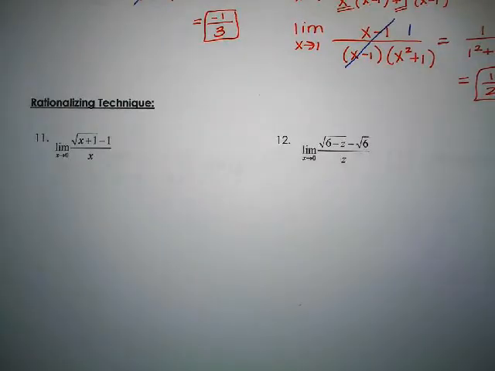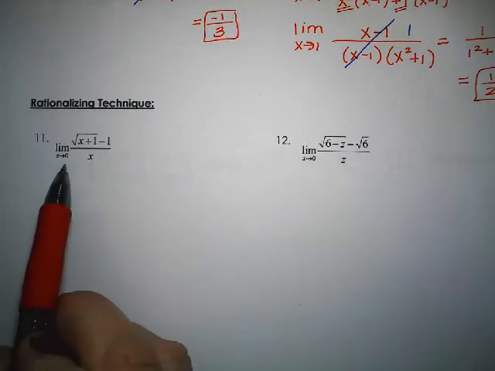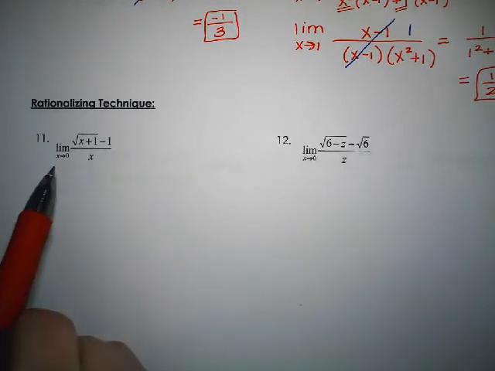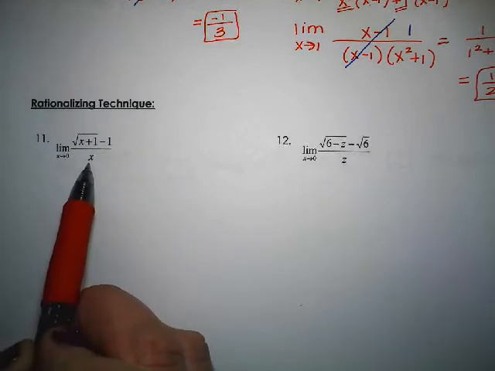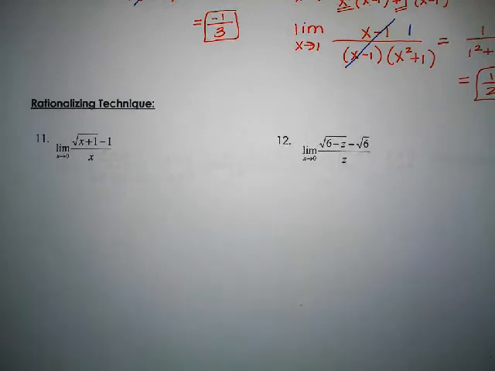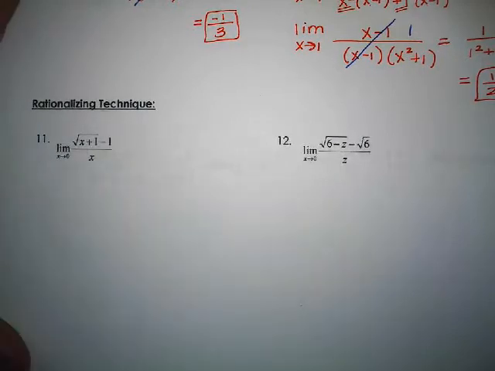The last method that we're going to go through is called the rationalizing technique. And if I look at number 11, the first thing I still want to try to do is sub in. But if I substitute 0 in, I immediately see a problem because I have a 0 in the bottom. So that's not going to work. This thing does not look factorable. Typically, if you see radicals in your problem, you want to do something called rationalize.